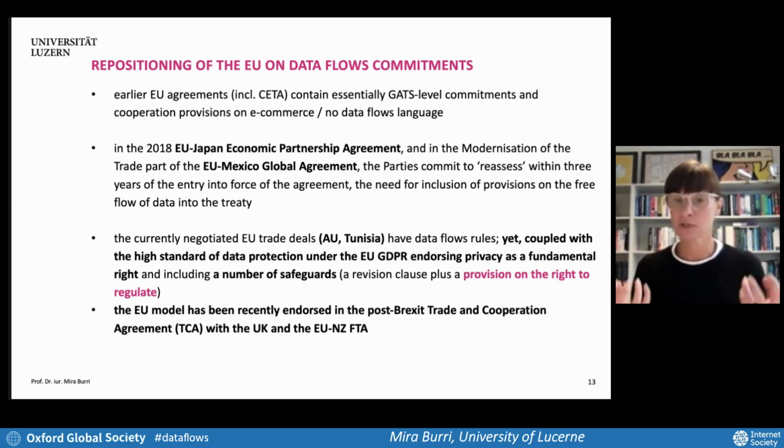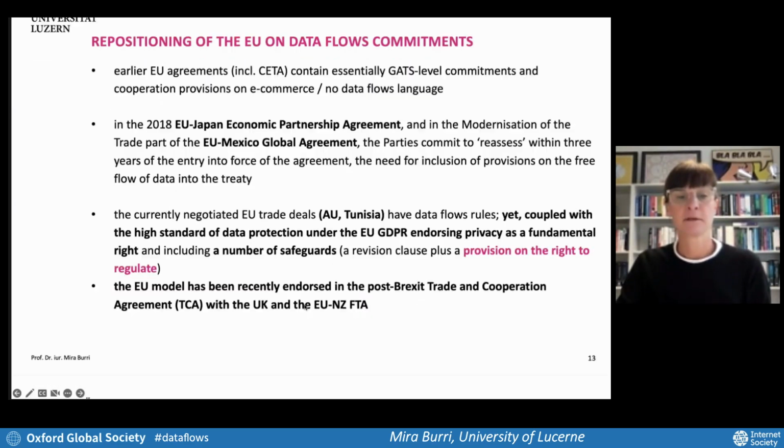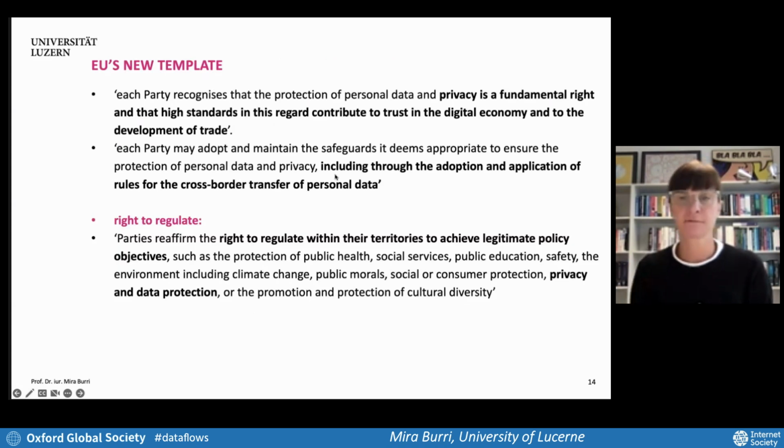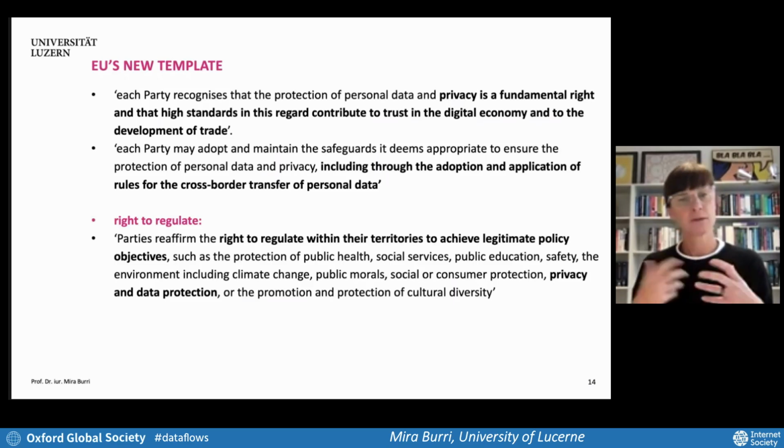So this is also the treaty language you're going to see in the FTAs, basically saying privacy is a fundamental right. And you're going to see here the language which I have extracted from the currently negotiated trade deals that the EU has with Australia and Tunisia, and the recently adopted agreement with New Zealand. They say, well, privacy is a fundamental right. We would like to have very robust data protection at home. And this might also include some sort of a limitation to the cross-border transfer of data.